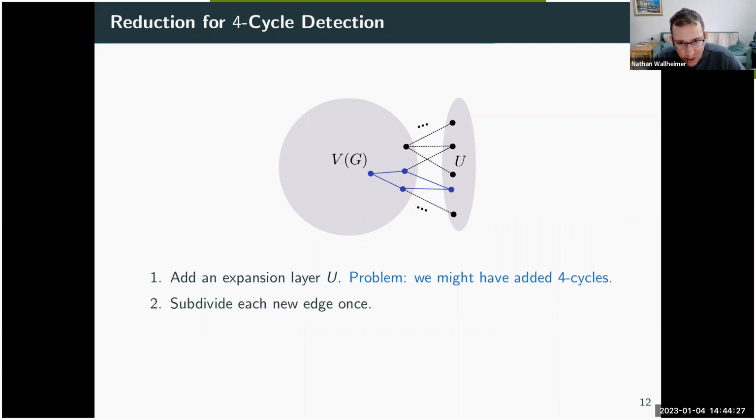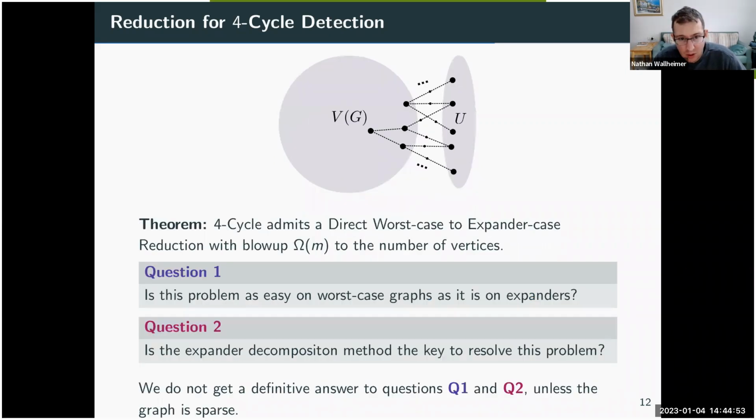So there is a solution for that. Just subdivide all those new edges between G and U. And now every 4-cycle in this graph is fully contained inside G. But there is a problem with this approach, that the blow-up in the number of vertices is huge, because there are about m edges between G and U, and we added a vertex for every edge. So the theorem that we get here is that although 4-cycle admits a direct worst case to expander case reduction, the blow-up is very large.